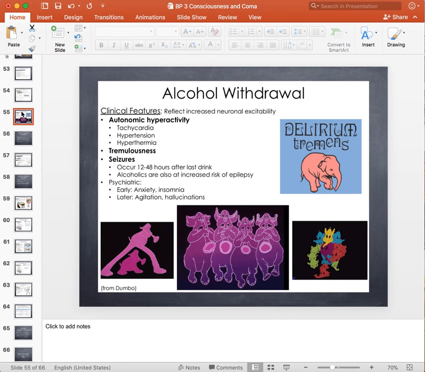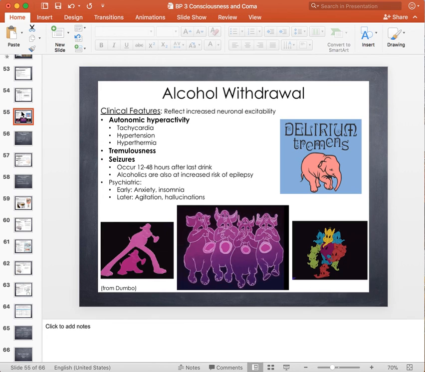But it's really important to be aware that alcoholics are also at increased risk of true epilepsy. So someone who comes in time and time again with alcohol withdrawal seizures, you have to still wonder whether they might have a focal lesion in their brain from perhaps one of the many falls they've had, that warrants them being on anticonvulsant therapy.